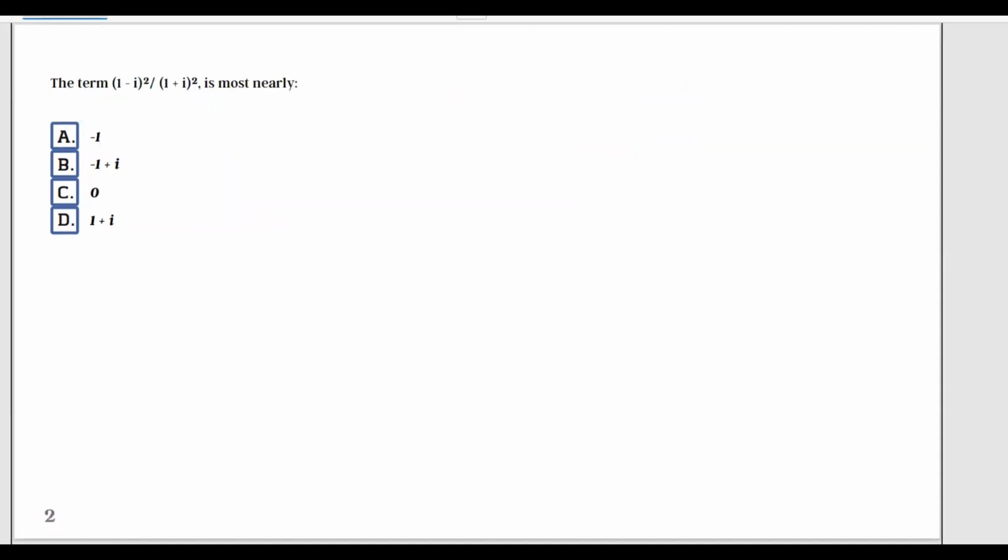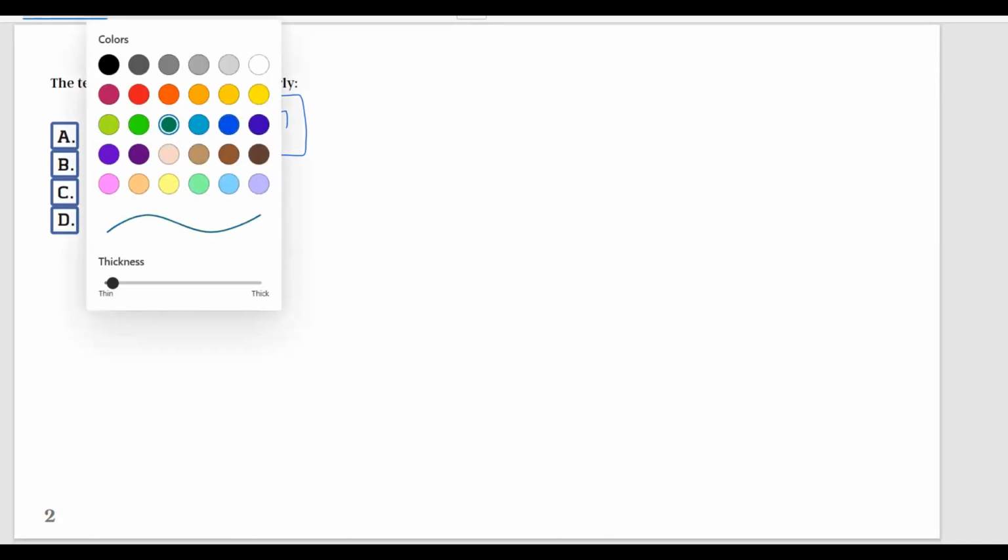Next question. The term 1 minus i squared over 1 plus i squared is most nearly... So here we have to deal with complex numbers. And the important thing here to remember is that the value for i is the square root of minus 1. And this is what we're going to use here. Also, I'm not sure if you can find these equations in the FE handbook. I'll tell you exactly what I mean.